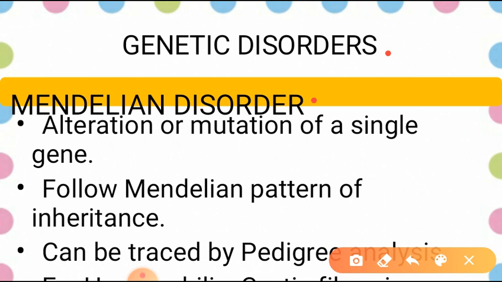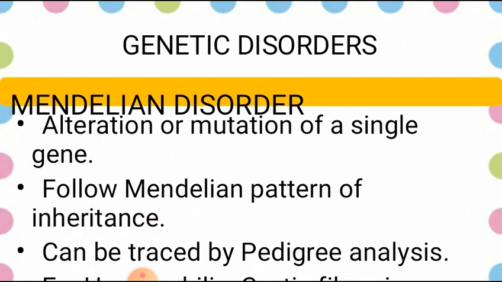First, let us study about Mendelian disorder. Here, a change in a single gene. The disorder is because of change in a single gene. It always follows Mendelian pattern of inheritance. By now, you know what is Mendelian pattern of inheritance. Mendelian pattern means the dominant allele will suppress the recessive one and express itself in the first filial generation.